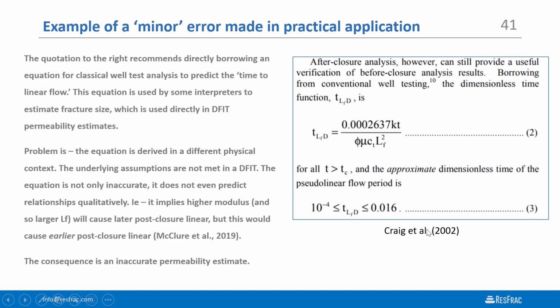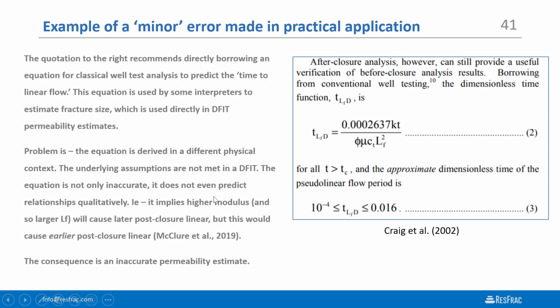And so here is an excerpt from a paper from 2002 where they, as they say, borrowing from conventional well testing, the dimensionless time function can be used to estimate the time to pseudolinear flow. Well, in conventional well testing, this equation is valid and should be used. The problem is they've taken the equation for the transition from bilinear flow to linear flow in a conventional well test and applied it to a DFIT. And it is not applicable to a DFIT. It is an equation derived for a completely different physical problem, different context. What we found is it doesn't even qualitatively capture the relationship.